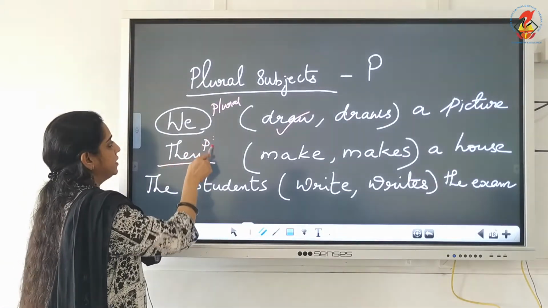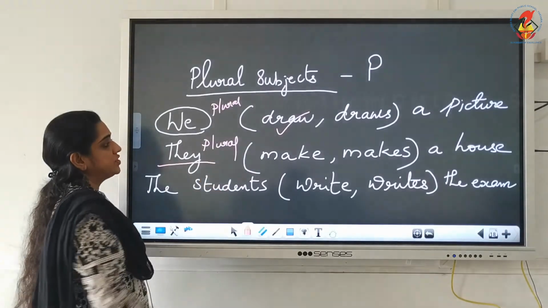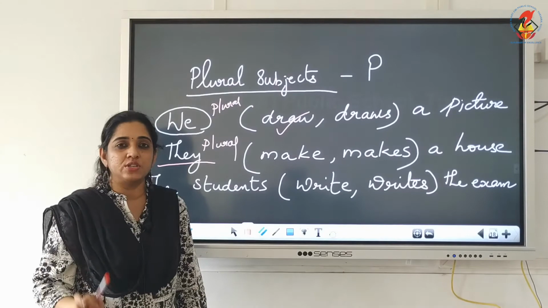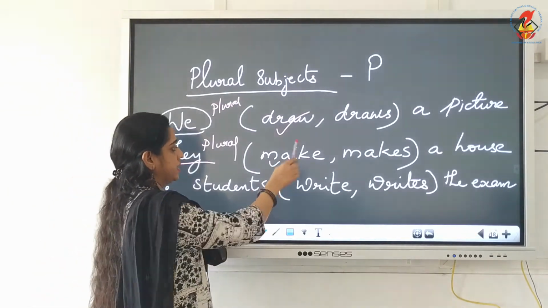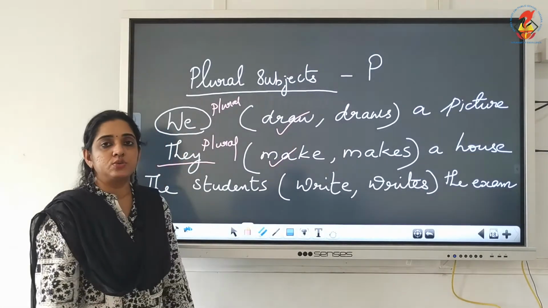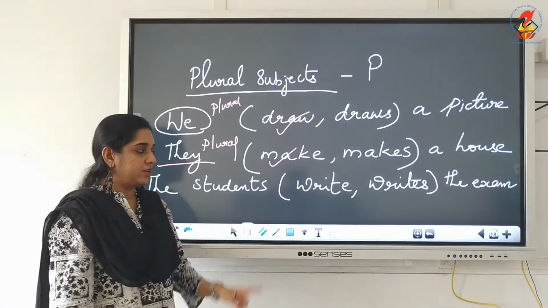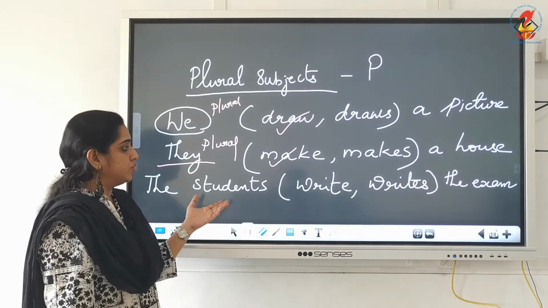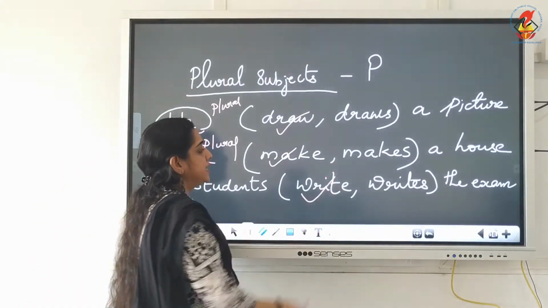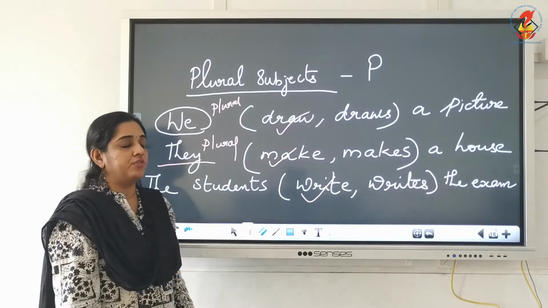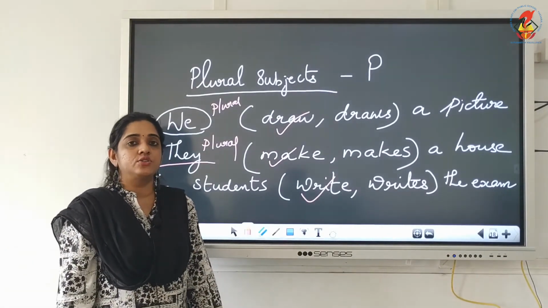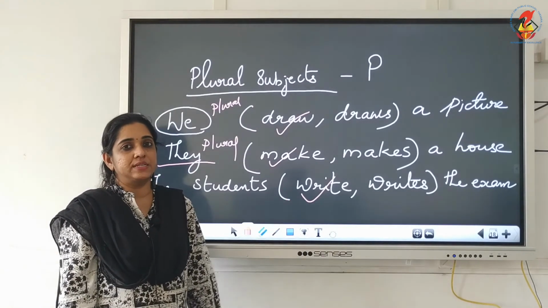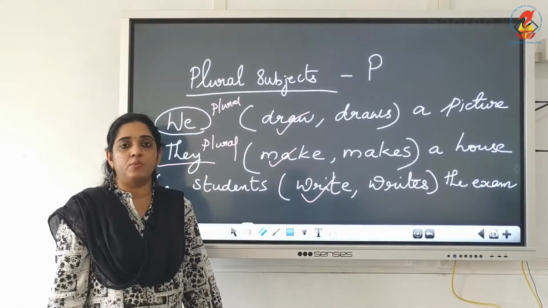They, plural. So which form of the verb do you have to take? Verbs of the original form. That means verbs without any S or ES. So make. Then the students is plural. The subject is plural, more than one, is it? So you have to use the students write the exam. The original form of the verb should be used in order to make it sensible. In order to make it simple present tense, you have to use the original form of the verb.